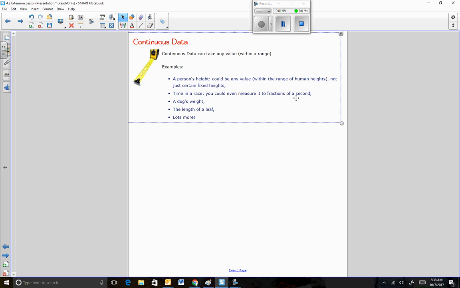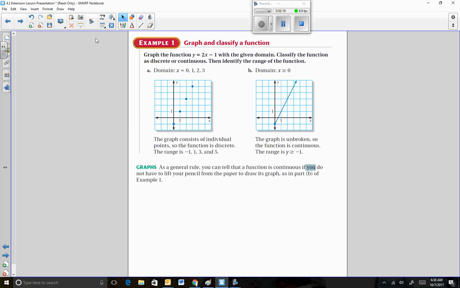So that is definitely something that you could have a line going through and create a line to show how fast somebody went in a certain amount of time. A dog's weight is continuous, the length of a leaf. Anything you can measure will cause you to have continuous data, and you should be able to get a nice fluid, continuous line. All right, let's take a look.